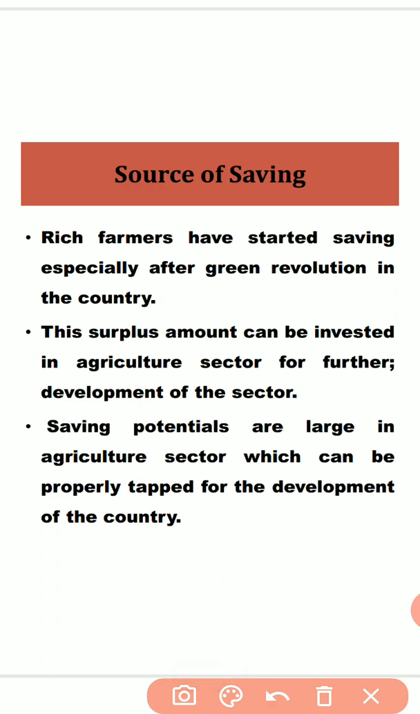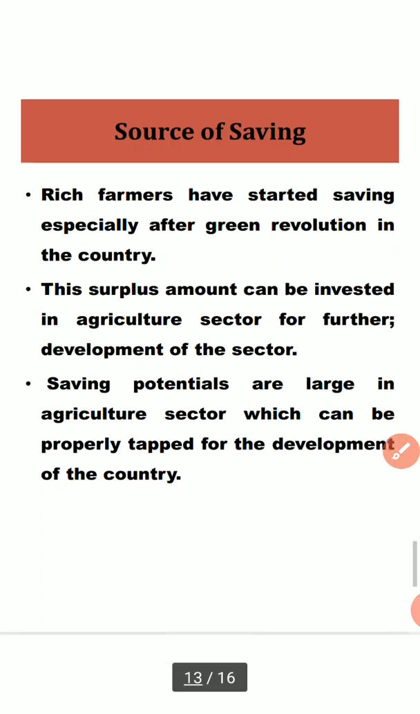Next point is source of saving. The agriculture sector is a source of saving, because the rich farmers have a marketable surplus. They produce more than what they need, and this way they can save more, and this saving can be tapped properly by the government for development purposes, because unless there is saving you cannot invest more. For more investment you have to save more. So this way the agriculture sector, especially the rich farmers, can save, and that money can be channelized by the government for the development of the country.